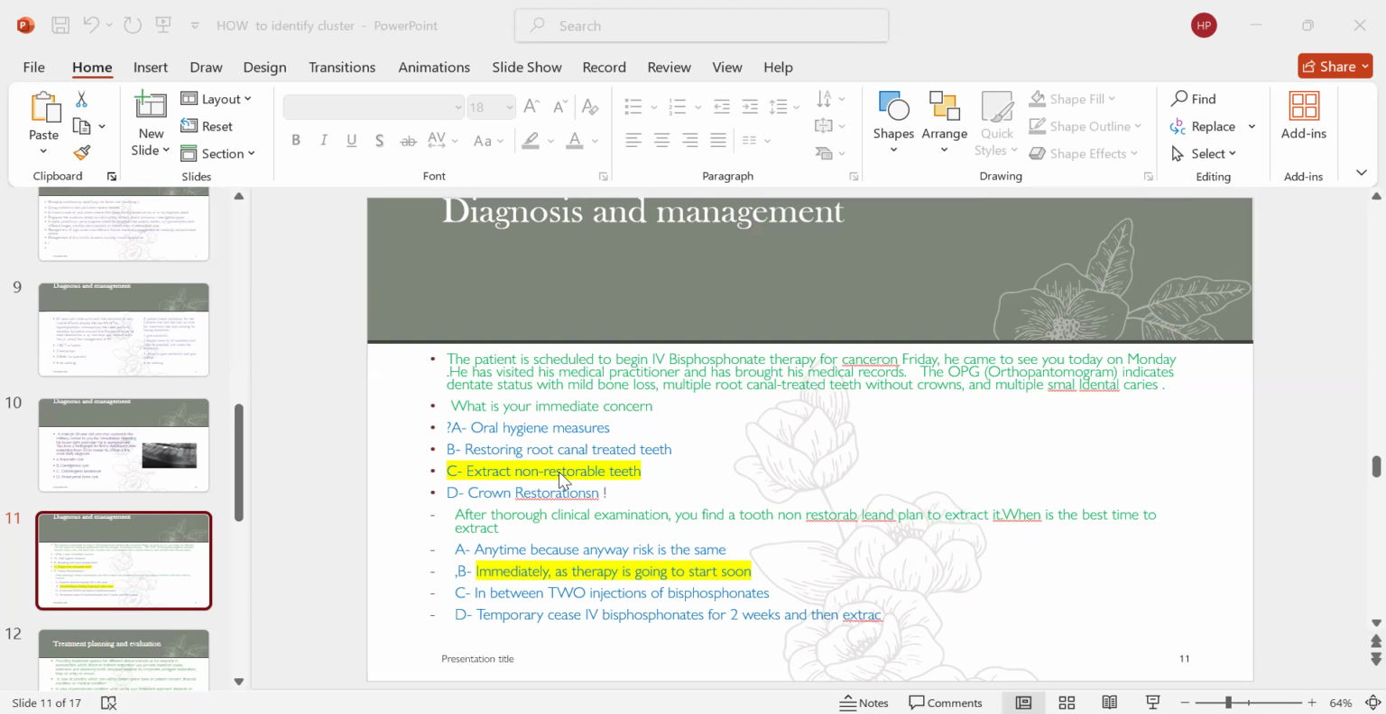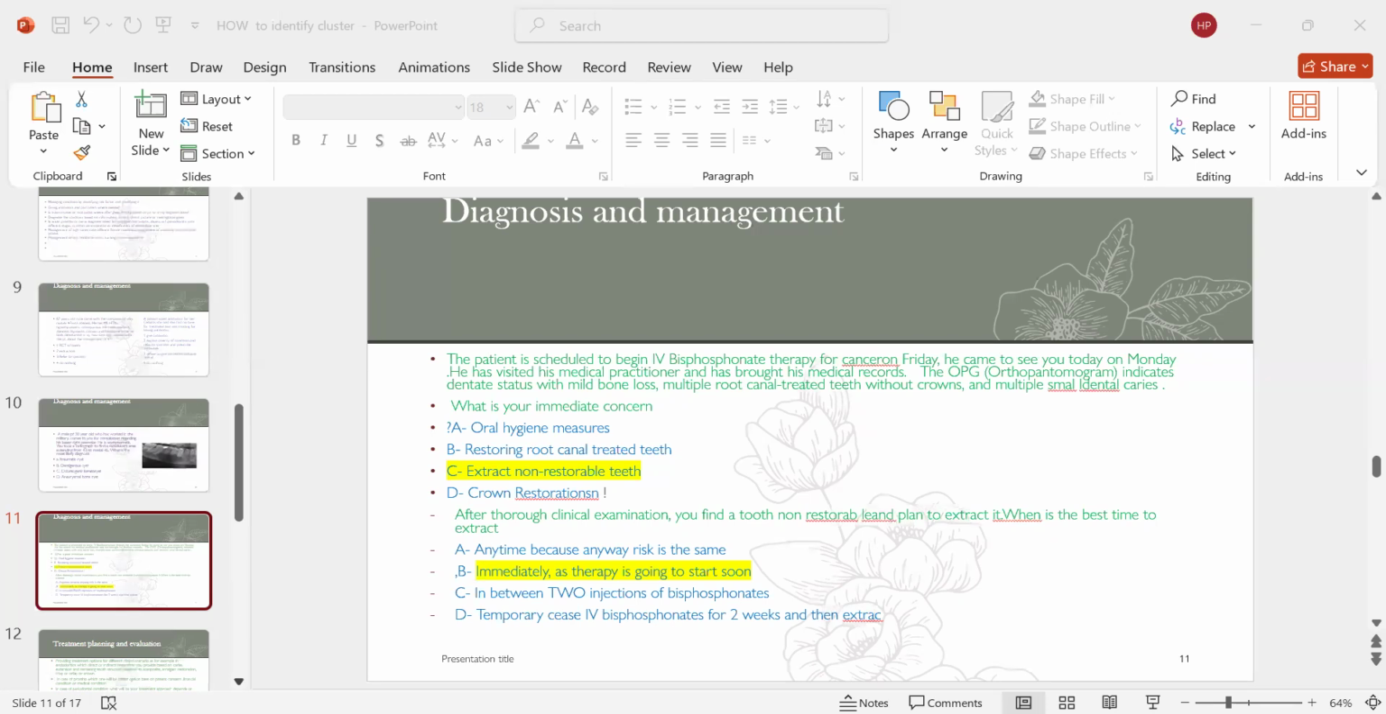If you are placing the implant and the patient has a smoking habit, what is the smoking cessation protocol? Right? 2 weeks before, 8 weeks after, there are different options that will be given. Okay? So that comes into this cluster. Immediately, when you are going to extract this non-restorable tooth, because after 1 week they are going to start therapy. If they say the therapy has already been started, then you have to wait, you have to give it 2 weeks before you extract it. But it's not started yet, so you are going to extract immediately.